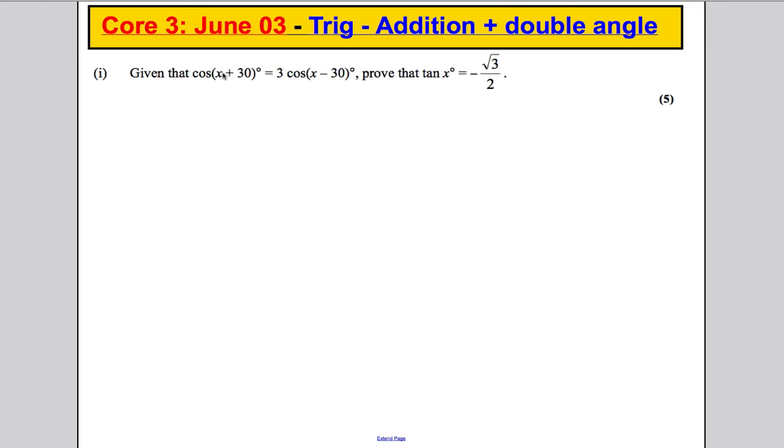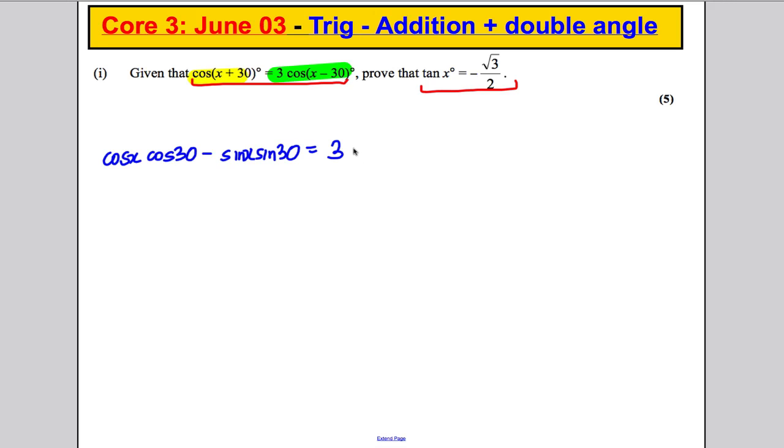Right, first part, we are given this is true, we are told to prove this is true. So what we can do is expand the left hand side and expand the right hand side and make them equal, and hopefully we will get this. So if I expand this, I would get cos x cos 30 subtract sin x sin 30 must be equal to 3, expanding this, cos x cos 30 plus 3 sin x sin 30.